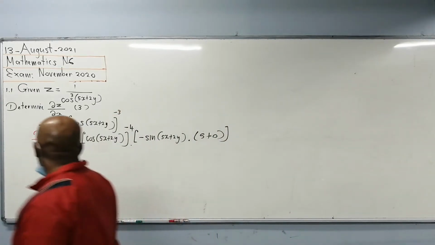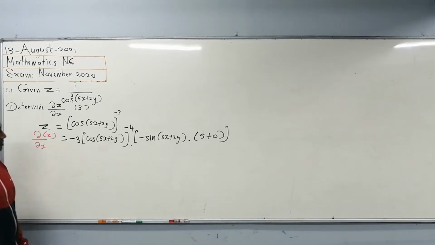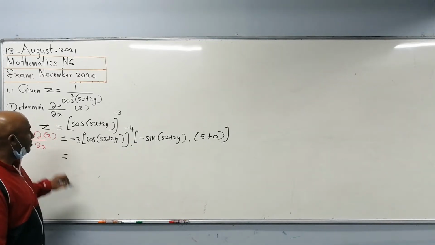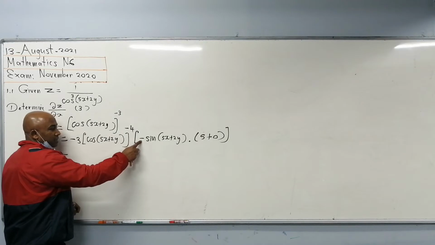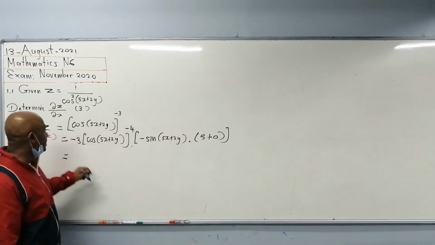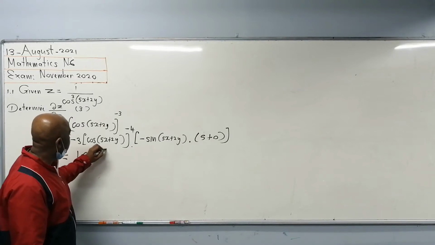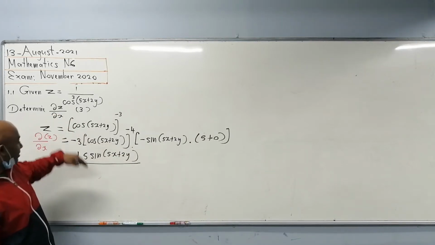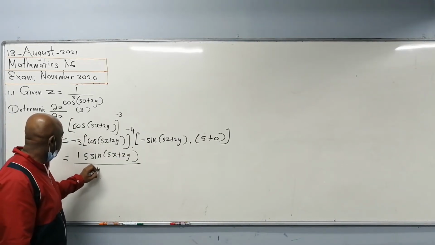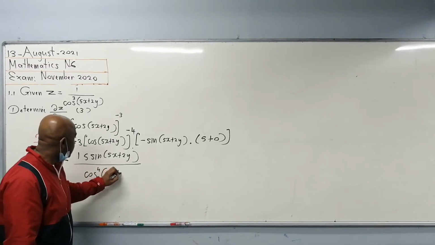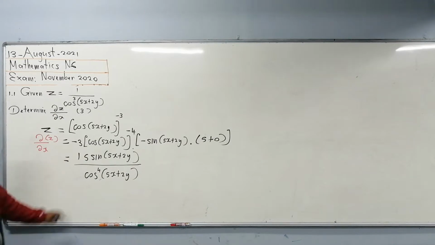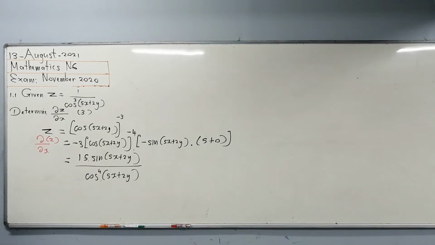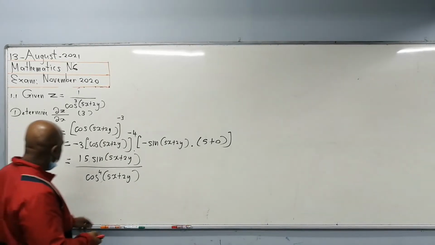Right. Now, let me just simplify this. But this is the main thing. I also want to simplify negative times a negative, which is positive. So I've got minus 3 times minus 1, which is a positive 3 times 5, which is 15. So that's going to be 15 sine of 5x plus 2y, divided by cos to the power 4 of 5x plus 2y. Is there anything that we left out? Minus 3 times, that will be a positive 15. Well, that is it. 1.1.